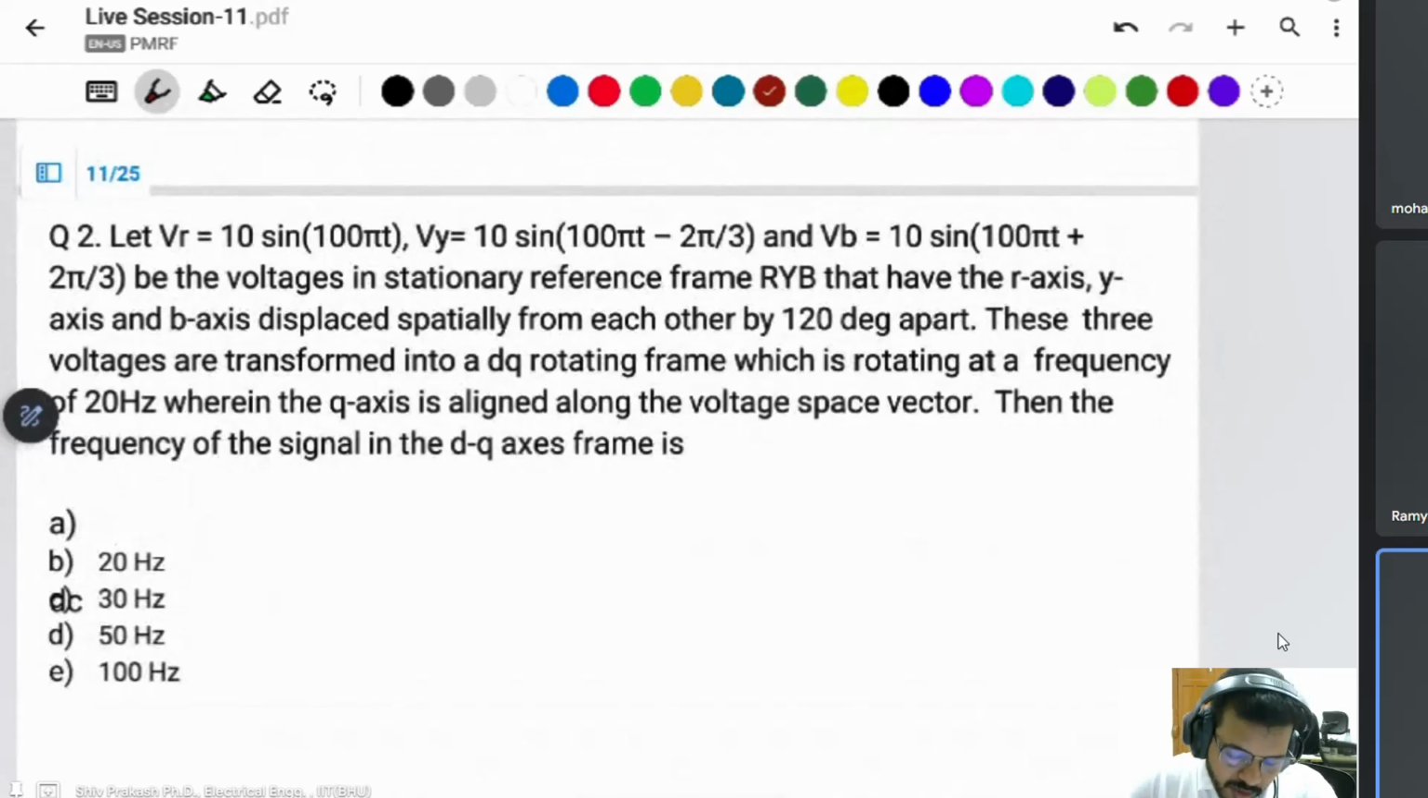Yeah. The next question is given as the same question. I have 10 sine of 100 pi t voltages in the stationary reference frame, with the R axis, Y axis, and B axis displaced successively from each other by 120 degrees apart. These three voltages are transformed into a DQ rotating frame, which is rotating at a frequency of 20 hertz, where the Q axis is aligned with the voltage space vector. Then what is the frequency of the signal in the DQ axis frame?